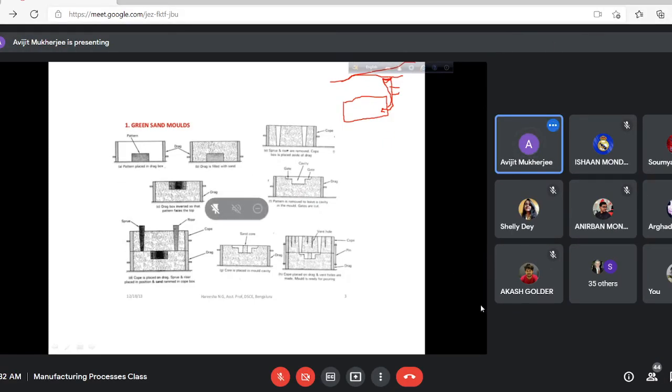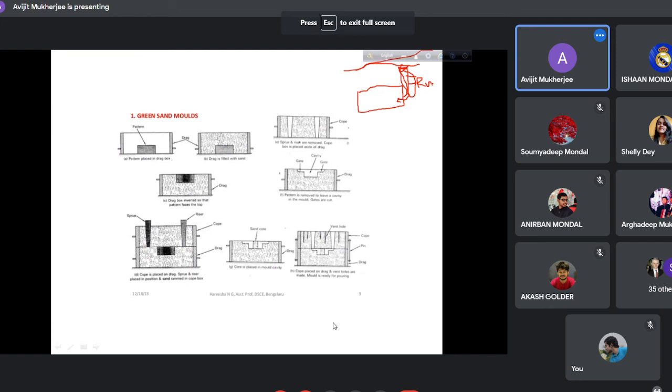So all these are known as runner. Runner, here it is written. No, it is not written here. Okay. So this is runner. This is runner. But actually, this vertical portion is called downgate. But altogether, there is a pouring basin, downgate, runner, actual portion is this portion, and finally ingate.